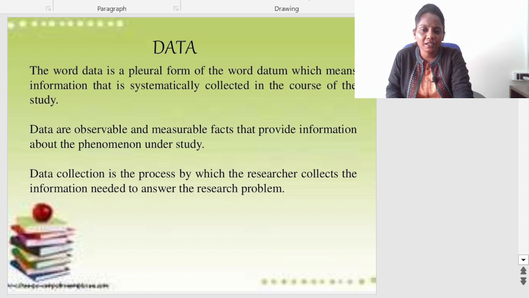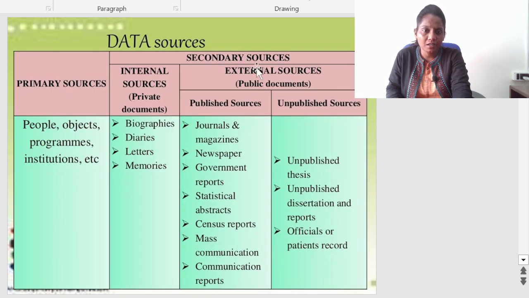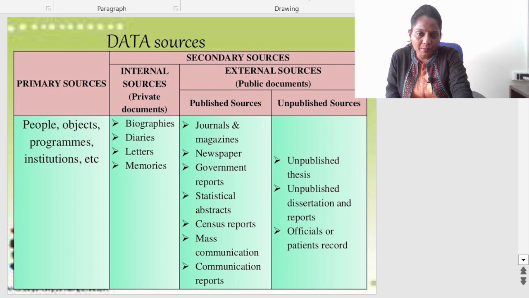Now, why we are collecting the data, we have to understand it. Suppose we want to collect data from BSc nursing 4th years regarding knowledge about CPR. What are the main primary sources for collecting the data? We can collect from people, we can collect from objects, or we can collect from programs or institutions. So from people we can collect the data, from objects, or from programs or from institutions.